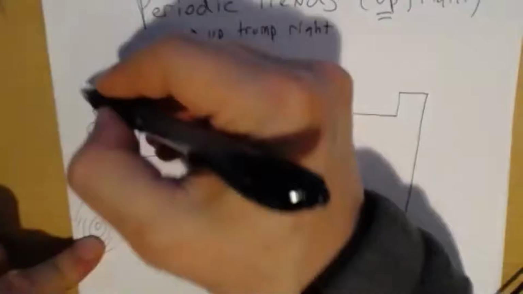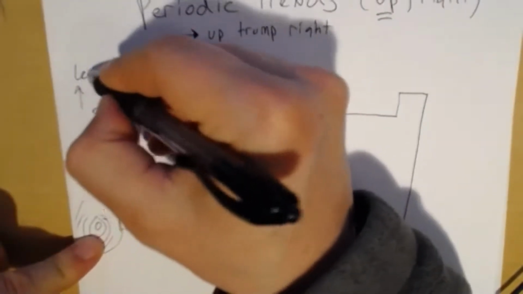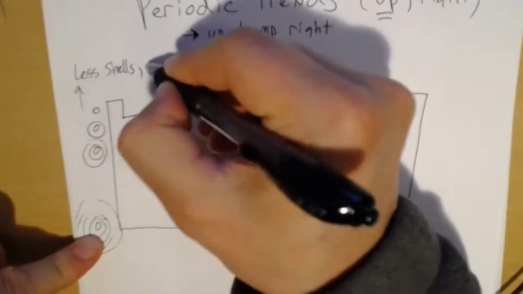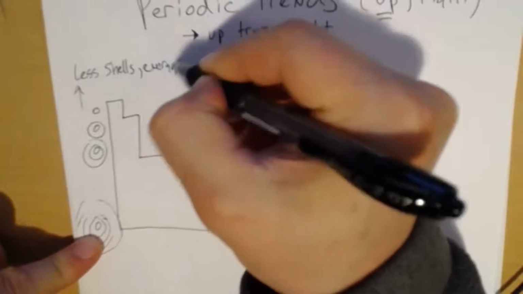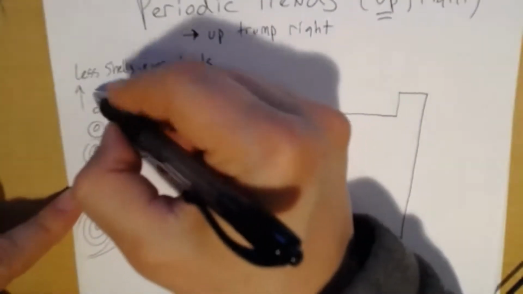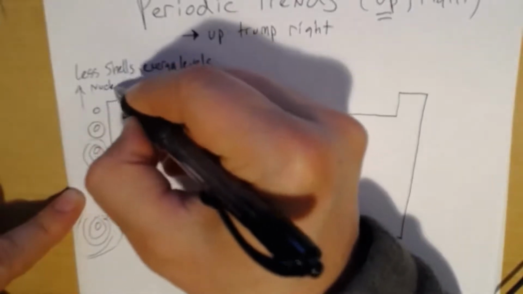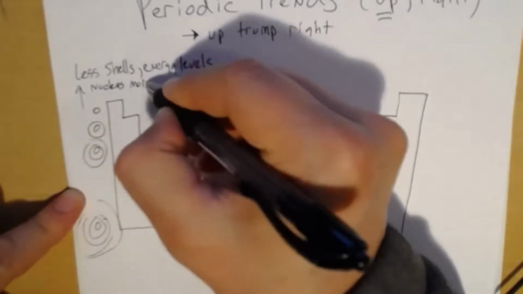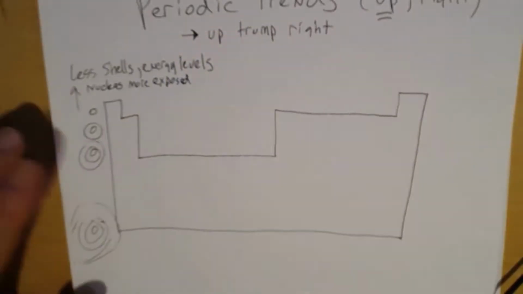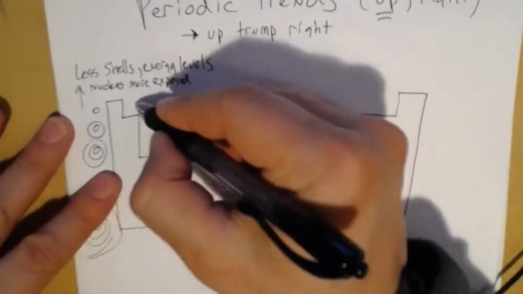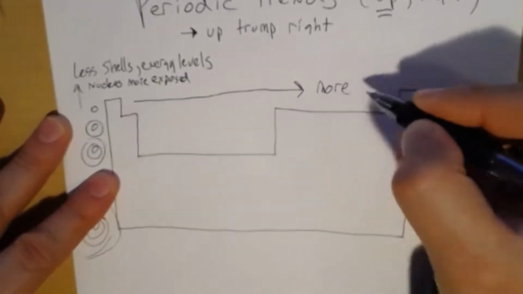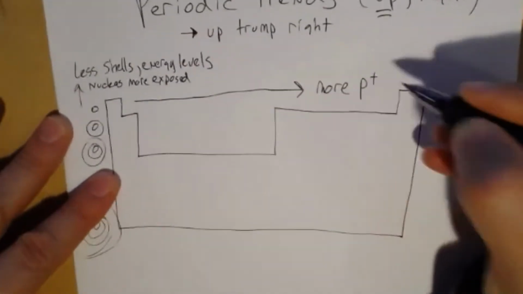So as I go up, I have fewer shells or energy levels. And that means the nucleus is more exposed also. All right? So what happens as I go to the right? As I go to the right, I get more protons. What's going to happen when I have more proton pluses?